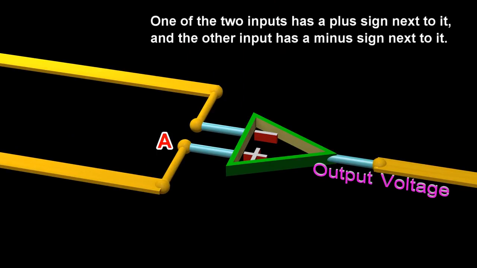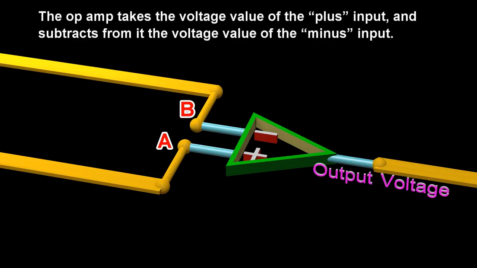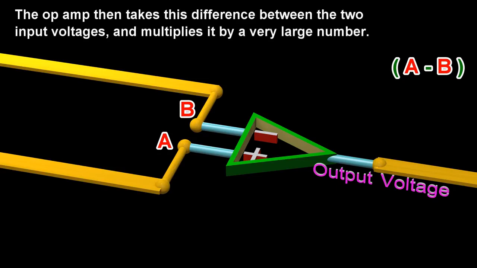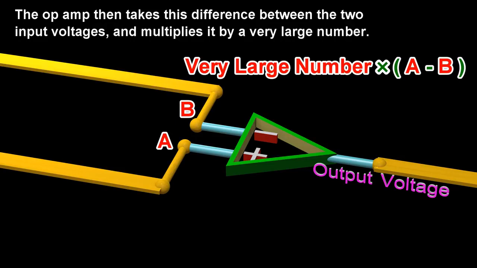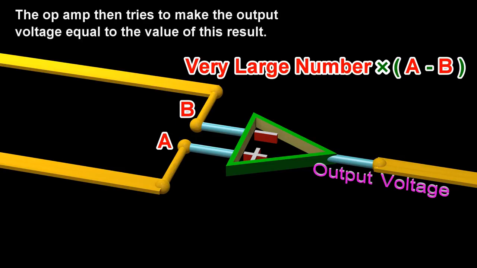Here we consider two nodes, A and B. A is the non-inverting node, that is the plus input. B is the inverting node, that is the minus. The operational amplifier accepts the input that is the difference between A and B. The output voltage is a very large number times (A minus B). Very large number means gain.